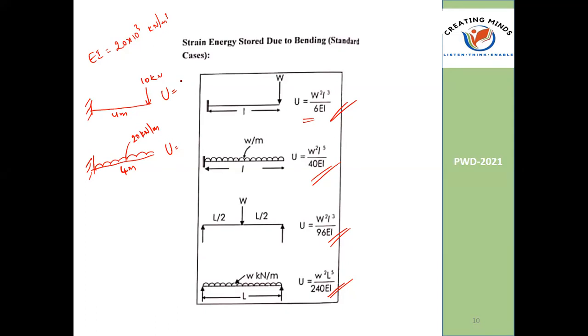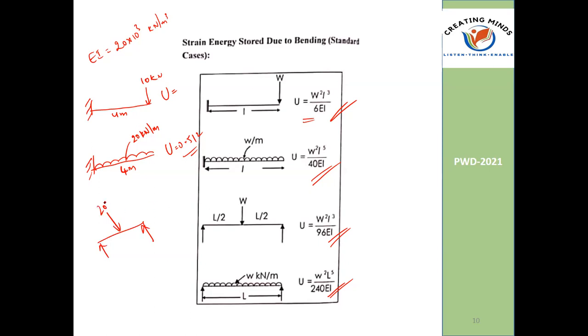W square, which means 20 square, L power 5, 4 power 5, divided by 6, 40 into? 0.5. 0.5. 1, 2. Okay, 5, 1, 2. Check what option you get. Next, I will give this type of problem. See, looking at this, all the numericals are covered. There are only this many types of numericals.